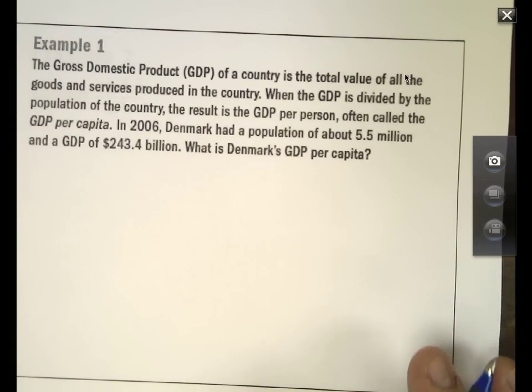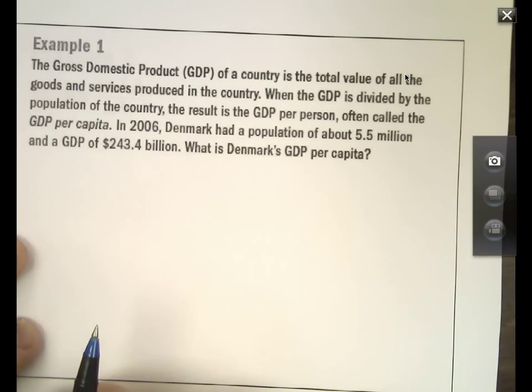Let's look at example 1. The gross domestic product, GDP, of a country is the total value of all the goods and services produced in the country. When the GDP is divided by the population of the country, the result is the GDP per person, often called GDP per capita. In 2006, Denmark had a population of about 5.5 million and a GDP of 243.4 billion. What is Denmark's GDP per capita?